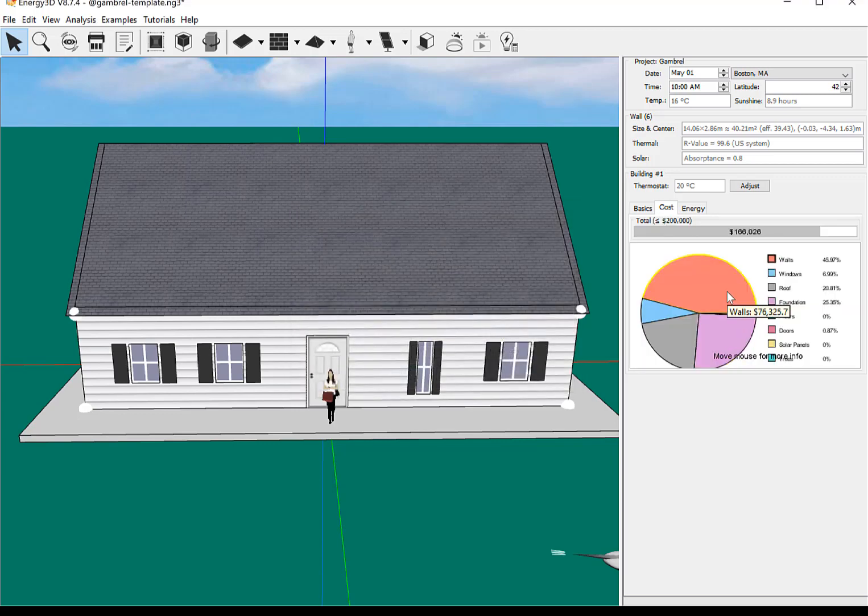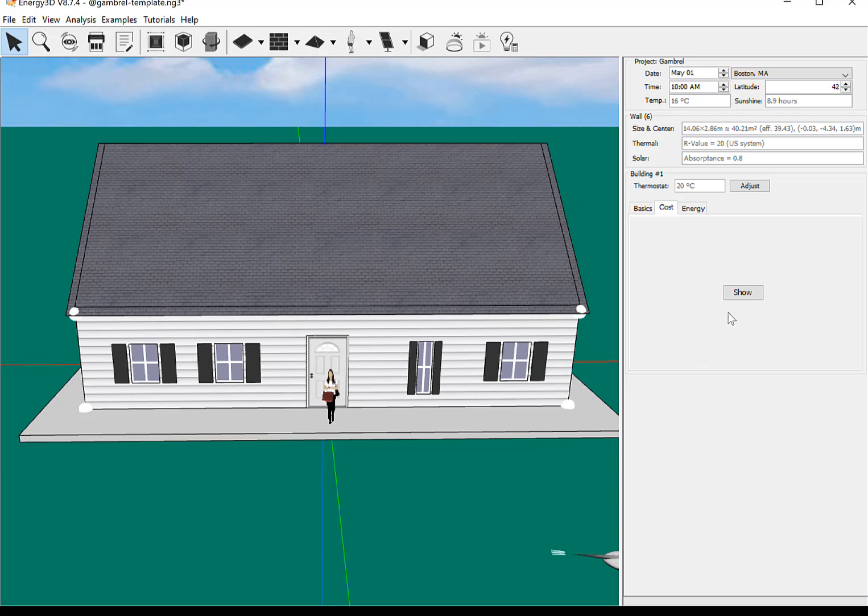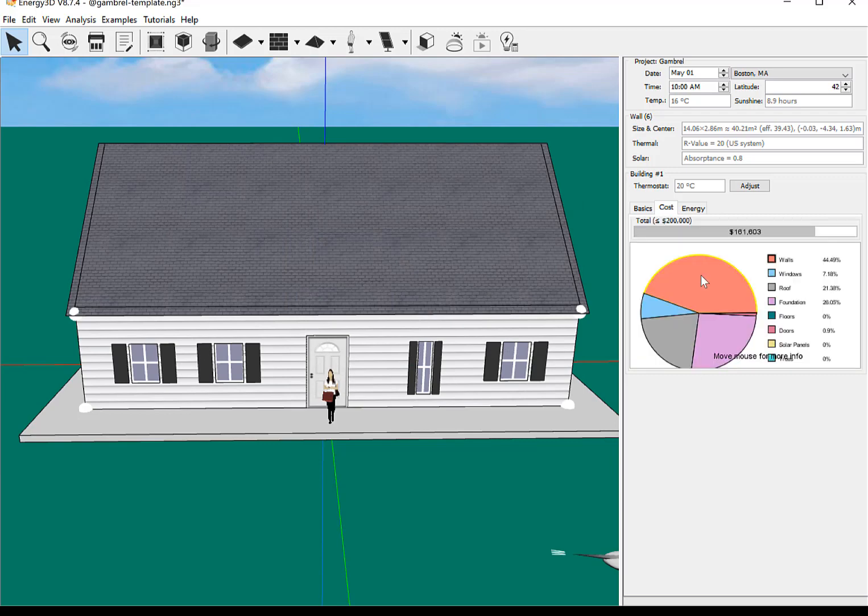All right, so now my walls have gone up to $76,000. And notice the walls are now approaching almost half the cost of the entire house. So let's put this insulation value back down to something reasonable. Usually 20 to 30 is pretty good. All right, and so, oops, move it over. So I'm now at say $5,000 on my walls.